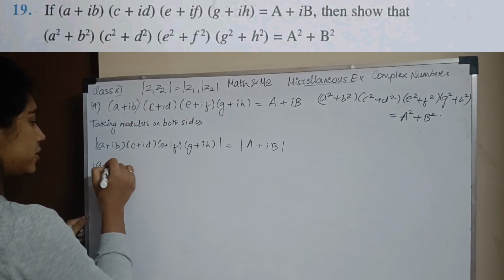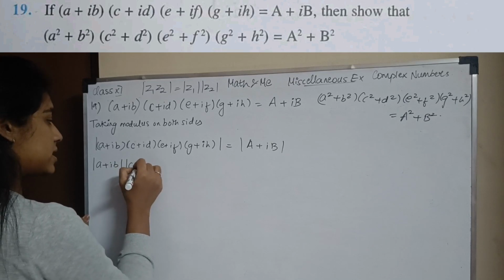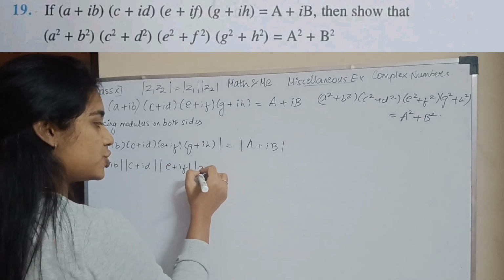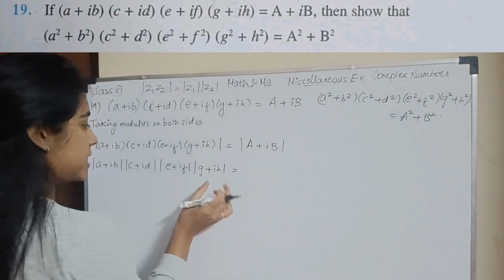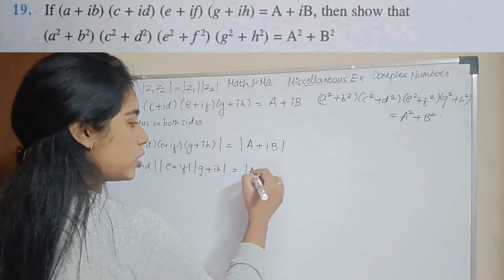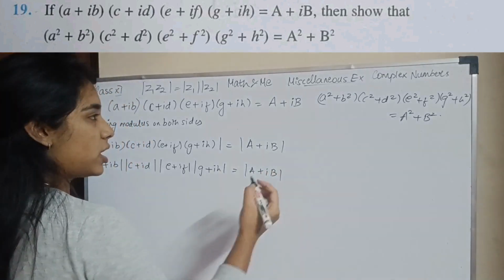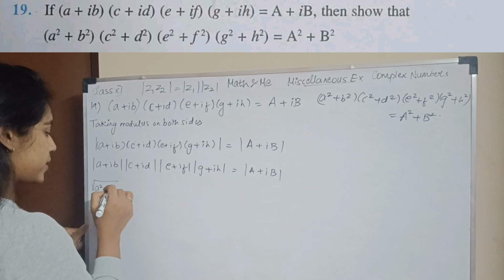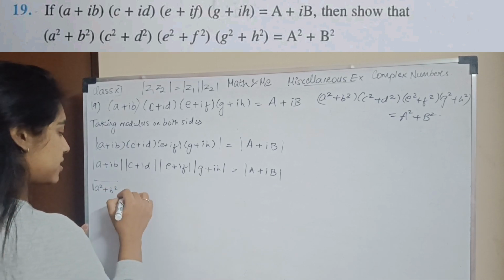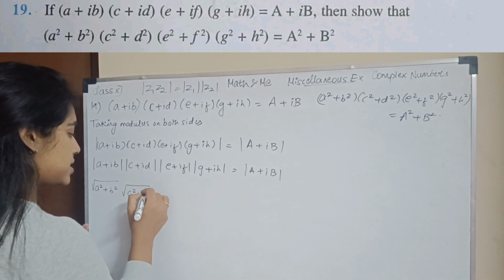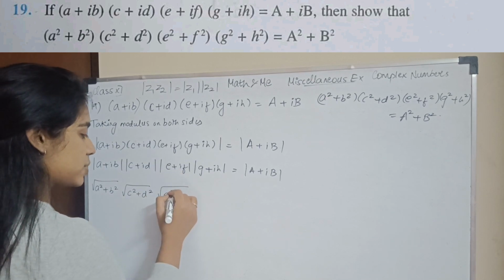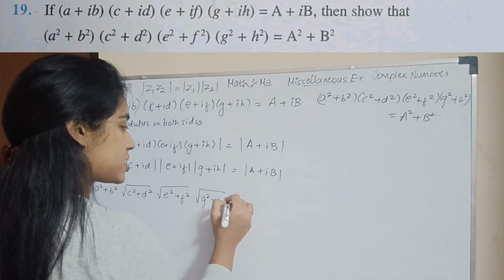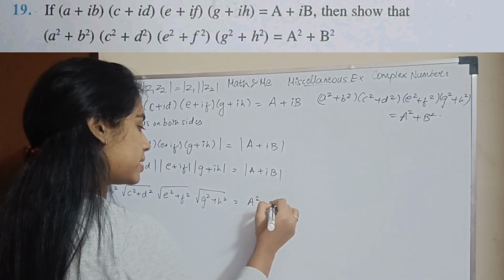So I have mod of (a + ib) times mod of (c + id) times mod of (e + if) times mod of (g + ih), these are individual terms in the modulus, equal to modulus of A + iB. Now what is modulus? Mod of a + ib is nothing but root of a square plus b square. c + id, what is it? Root of c square plus d square. This is e square plus f square. What is this? g square plus h square, equals root of A square plus B square.